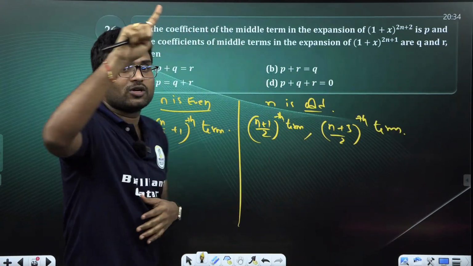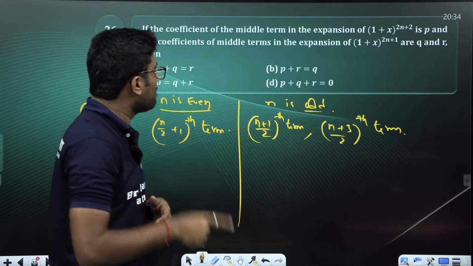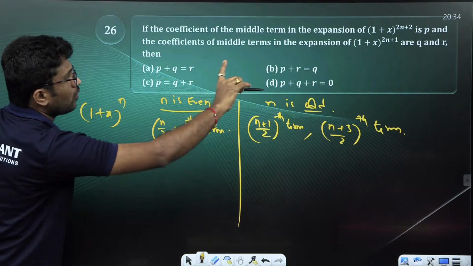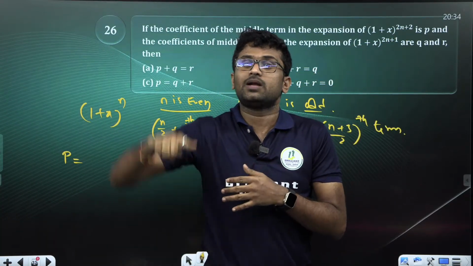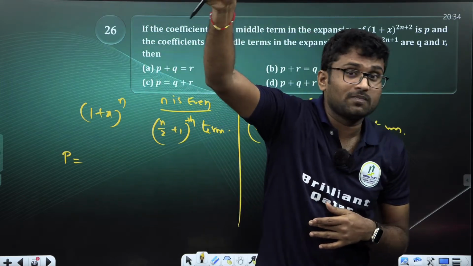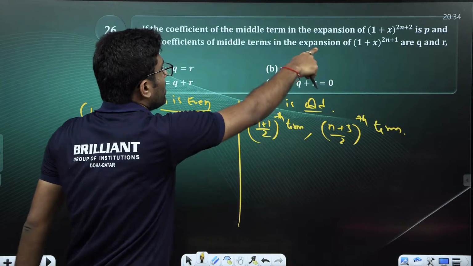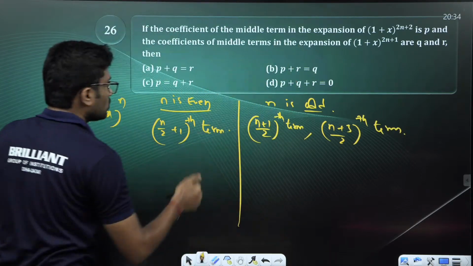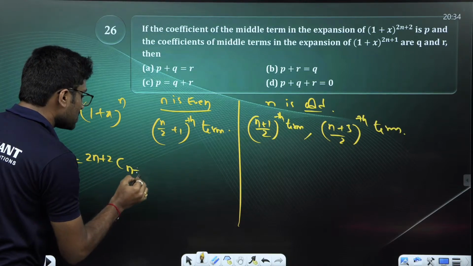1 plus x whole power 2n plus 2, where 2n plus 2 is even. So we will have only one middle term. And what is that middle term? They are just asking about the coefficient. So 2n plus 2 by 2, which is nothing but n plus 1 plus 1, the n plus 2th term. It is the n plus 2th term, but we will be taking r as n plus 1 only. So what is the coefficient of x power n plus 1? So p is equal to 2n plus 2 C n plus 1.